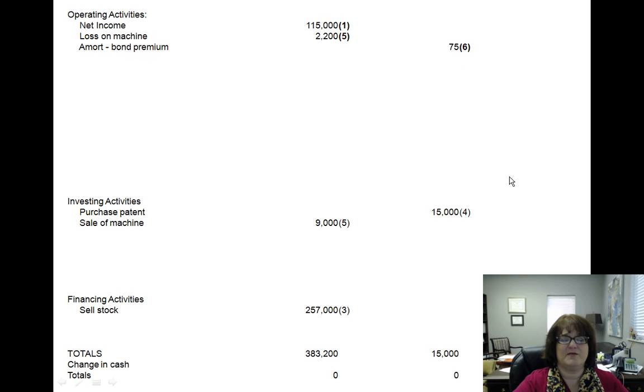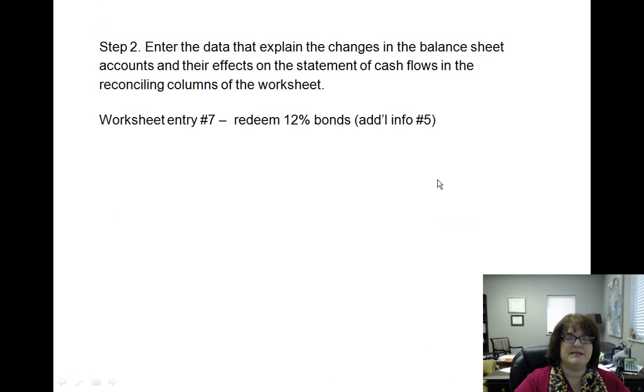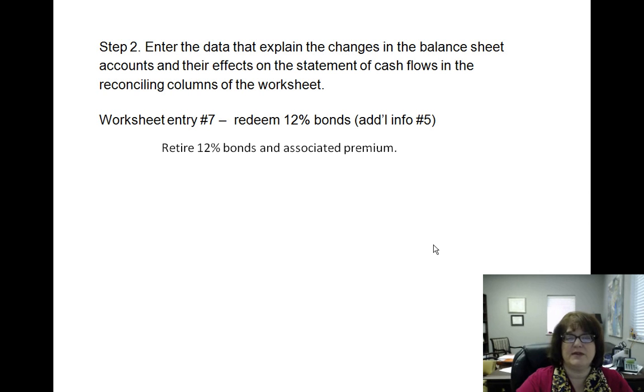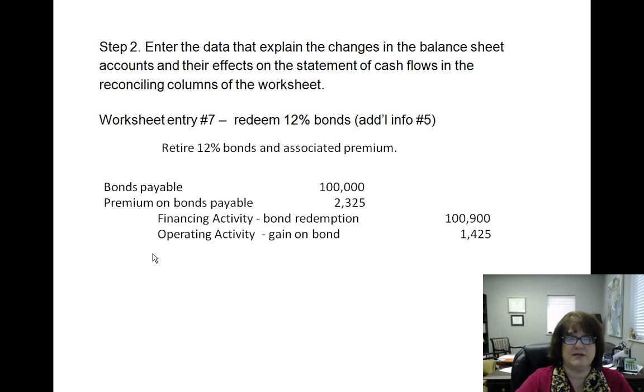I'm trying to stop and give you time, if you need to stop and go back and look at any of these. All right, next item. We're still working on redeeming these bonds, so we're still in that additional information from number 5, because once they did the accrual and amortized the premium, they still have to redeem the bonds. What they did is redeem them at 100.9 on March 31st. So we need to get rid of everything related to those bonds, meaning the bond and the associated premium, and then recognize any gain or loss.